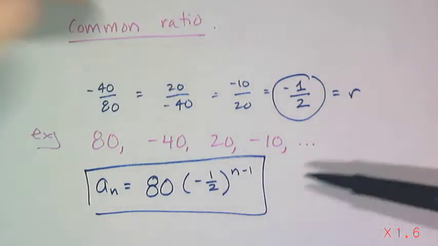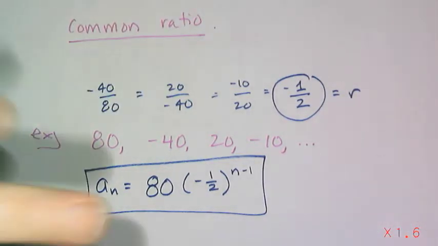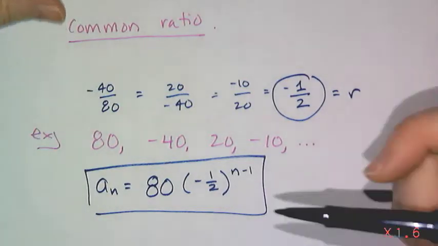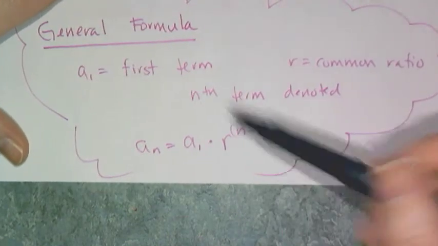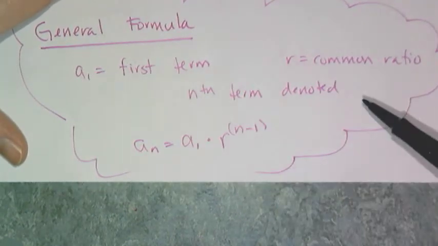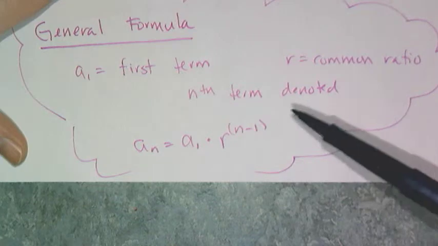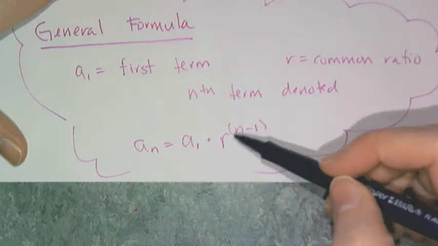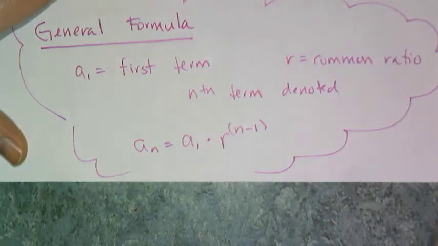And it so happens that every single geometric sequence is going to have a similar formula. And so its general formula is this. a sub 1 is the first term, r is my common ratio, and the nth term is denoted as a sub n equals a sub 1 times the ratio raised to the n minus 1 power. And we figured this out way back in Algebra 1.